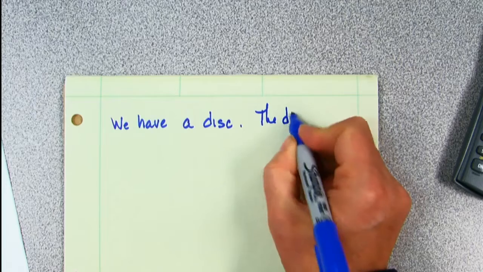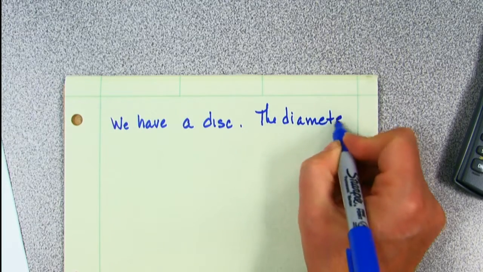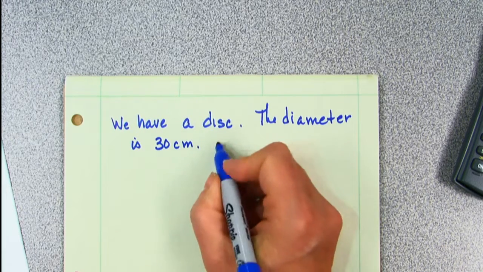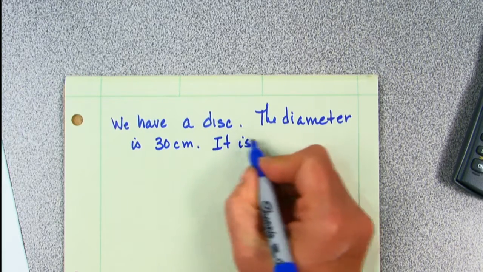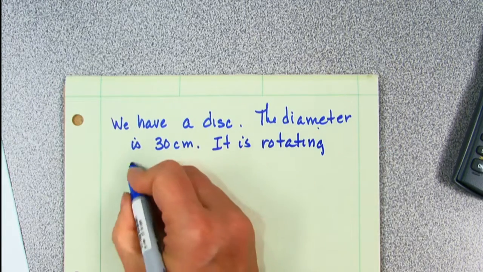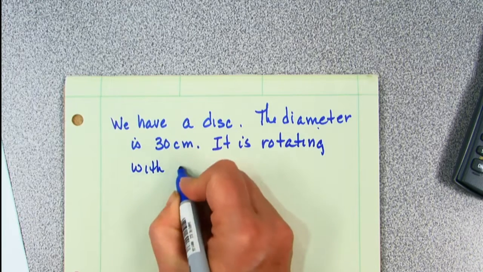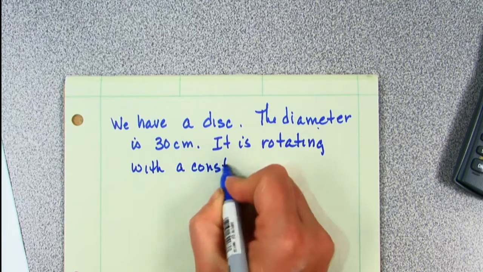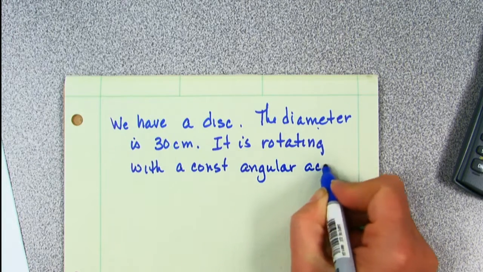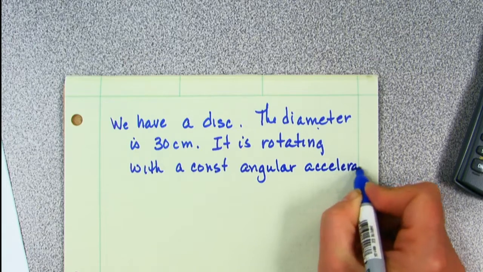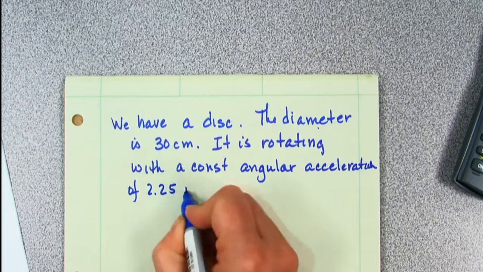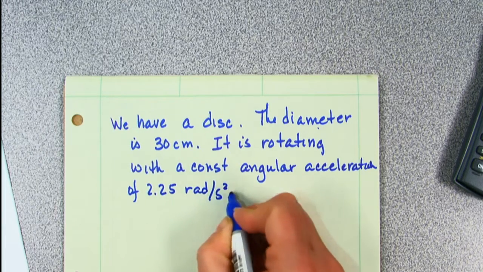The diameter is 30 centimeters. It is rotating with a constant angular acceleration of 2.25 radians per second squared.